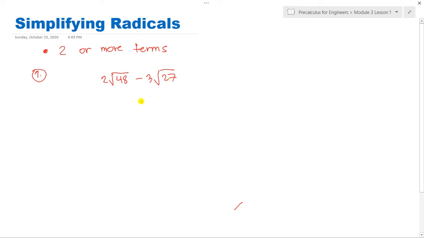Now class, the rule of addition and subtraction of radical expressions, ito lang yung tandaan nyo, must have the same index and radicand. So radicand.